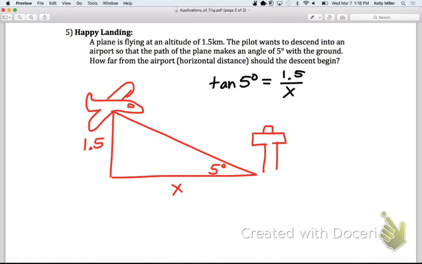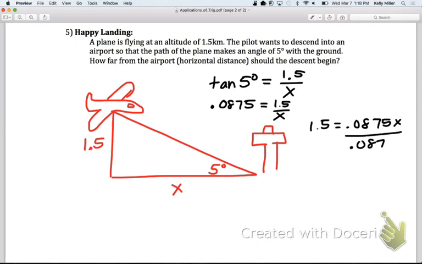Tangent of 5, either using the table or your calculator, gets us 0.0875 equals 1.5 over x. Cross multiplying that gets us 1.5 equals 0.0875x. Divide it. So 1.5 divided by 0.0875 is about 17. Yeah, 17. What are we in? Kilometers?